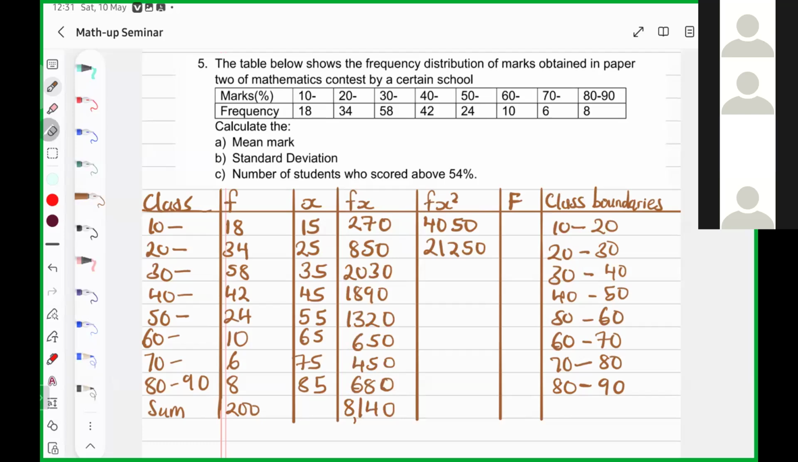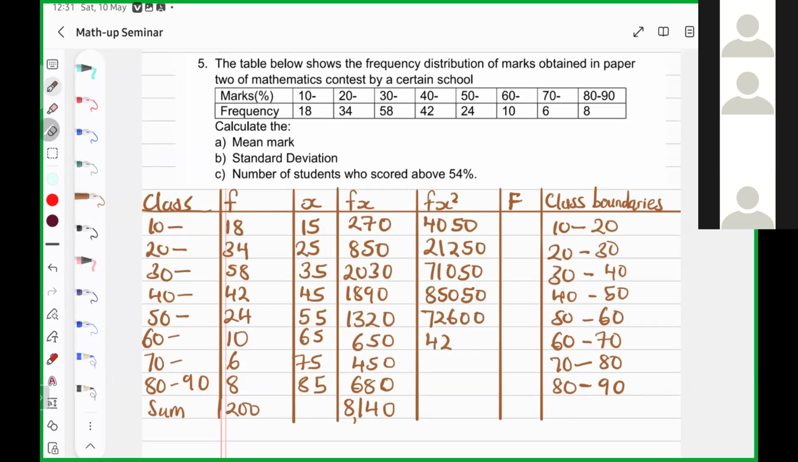Then fx squared, I have those, then 71050, then 85050, then 72600.